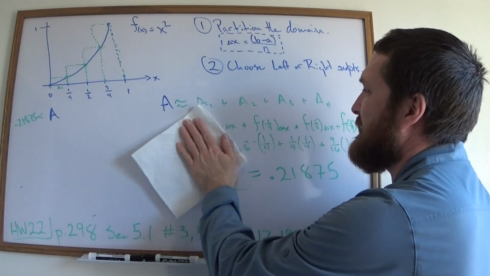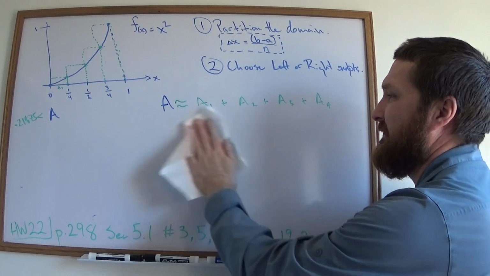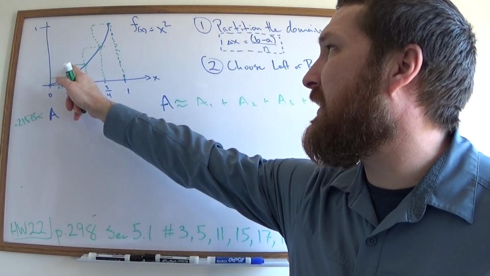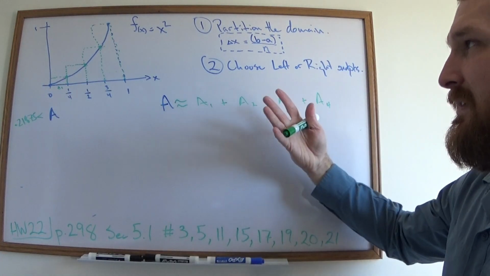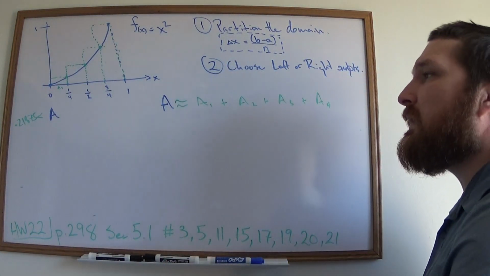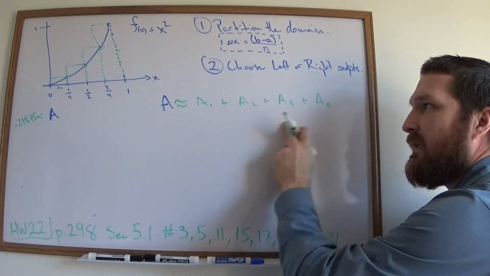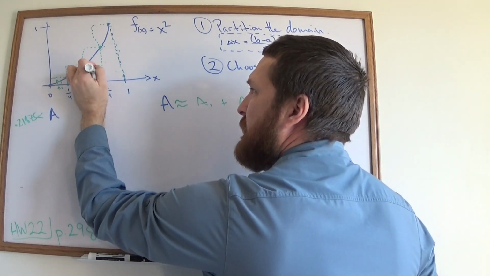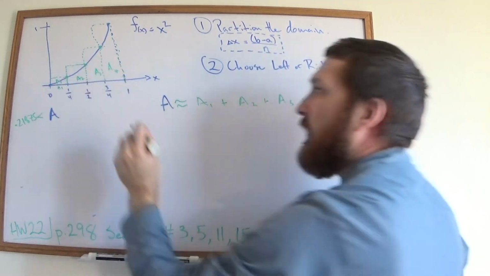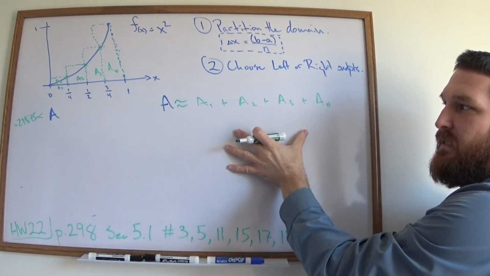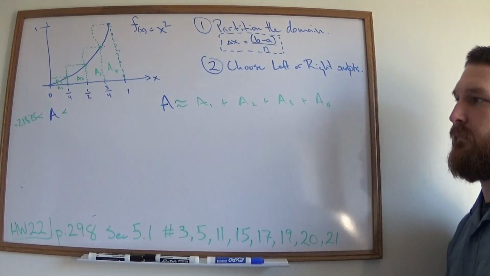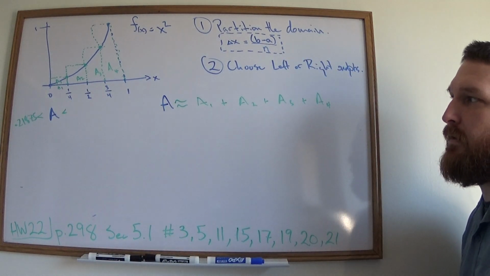Is this an overestimate or an underestimate? It's an overestimate. As you can see, we're picking up all this extra area that is not there. So we're pretty sure that whatever this is going to be, here's my A1, here's my A2, here's my A3, and my A4, that's going to be an overestimate. So whatever we get here should be greater than A, the actual area that we care about.